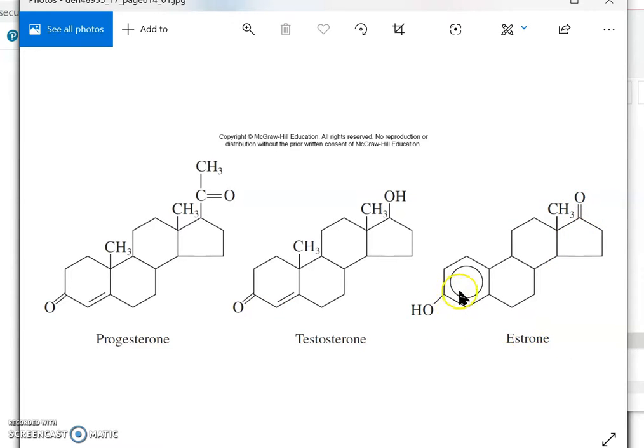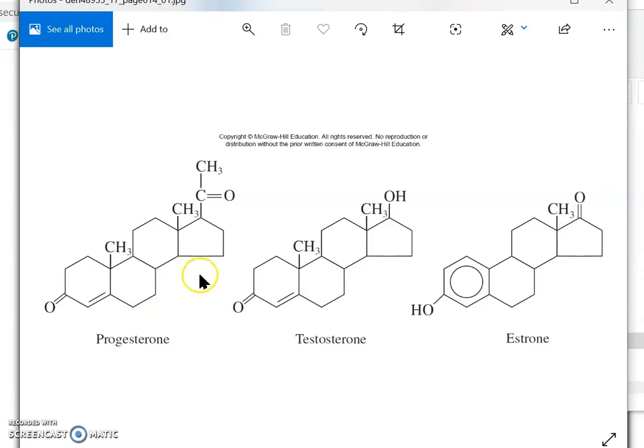You'll also notice that in estrone, this circle indicates that every other bond around this six-sided figure is a double bond, which essentially makes this a benzene ring. You'll notice that in testosterone, there's only one double bond in that ring of six. Same with progesterone.